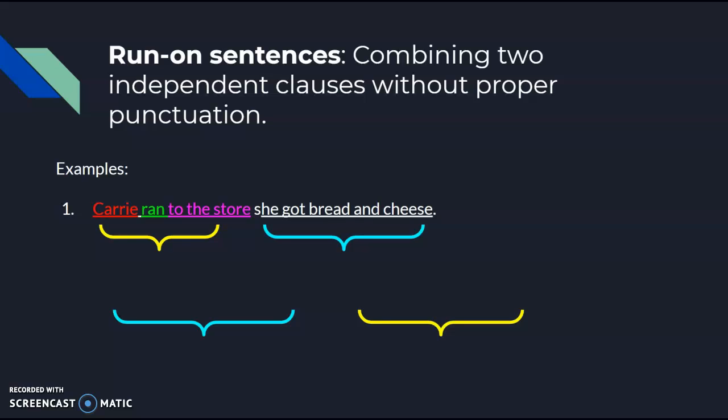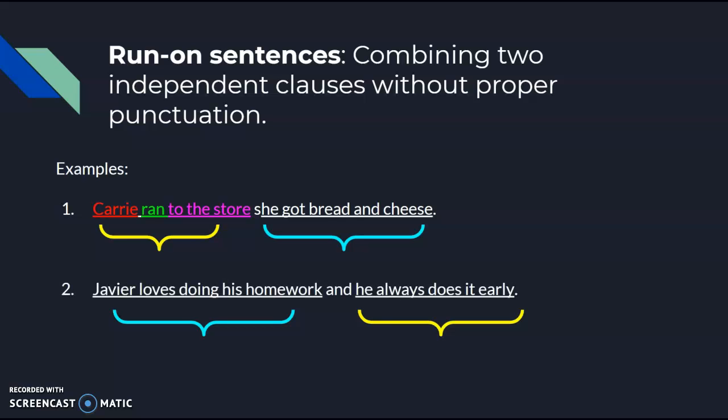Carrie ran to the store has the subject Carrie, ran is the verb, and to the store is some additional information, though it makes a complete thought on its own. She got bread and cheese also is a complete thought that can stand on its own. But notice there's no punctuation between them.